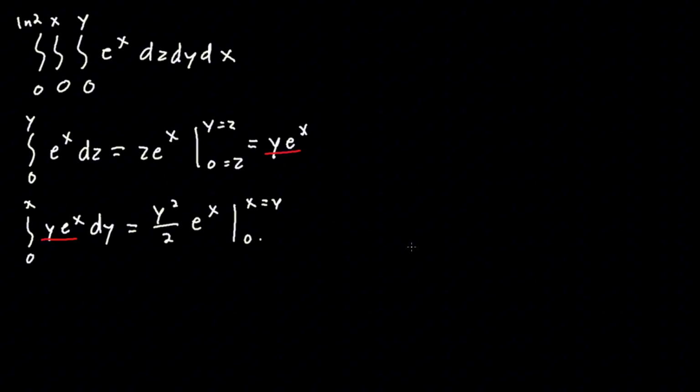x is equal to y. These are our bounds. If we plug in x for y, we get x squared over 2 e to the power of x. If we plug in 0 for y, everything turns to 0, so we can ignore that. Now this is our new integrand.